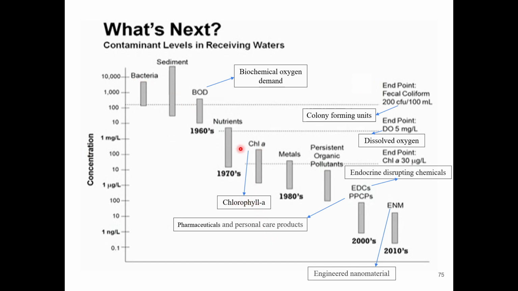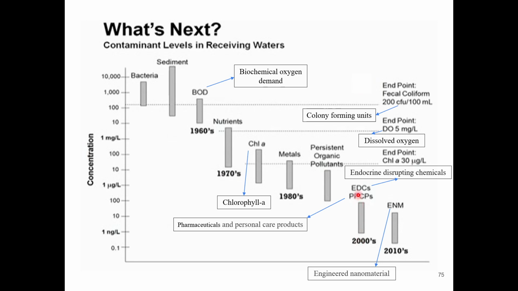So the concentration started reducing. In the 1980s, the problem arose due to metals and persistent organic pollutants, so it was also further less. And in the 2000s, the contaminants were mainly EDCs, which are endocrine disrupting chemicals, and PPCPs, which are pharmaceuticals and personal care products.